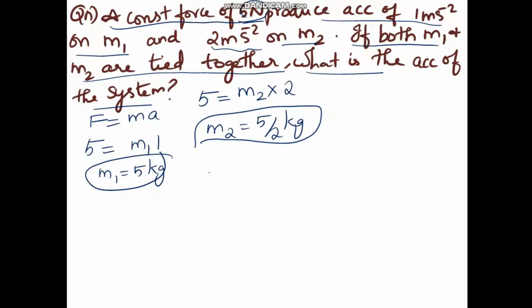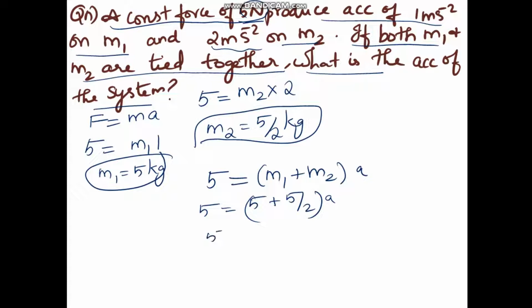So again, this 5 Newton is acting on both the bodies, but both bodies are now tied together. So the net mass is m1 plus m2 into acceleration. So 5 is equal to 5 plus 5 by 2 into acceleration. So 5 is equal to 5 into 3 by 2 into a. So the acceleration value comes out to be 2 by 3 m/s^-2.